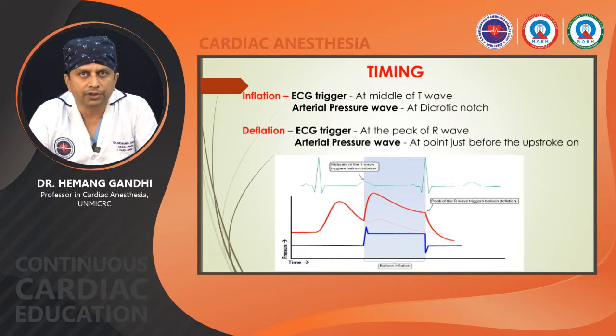Here you can see in the graph the light blue area where, in the arterial line, at the dicrotic notch the balloon gets inflated, so the diastolic augmentation is there, and it deflates just before the starting of the next systolic upstroke.